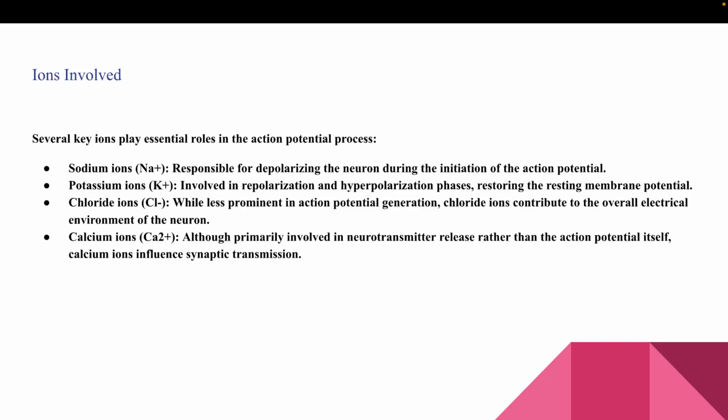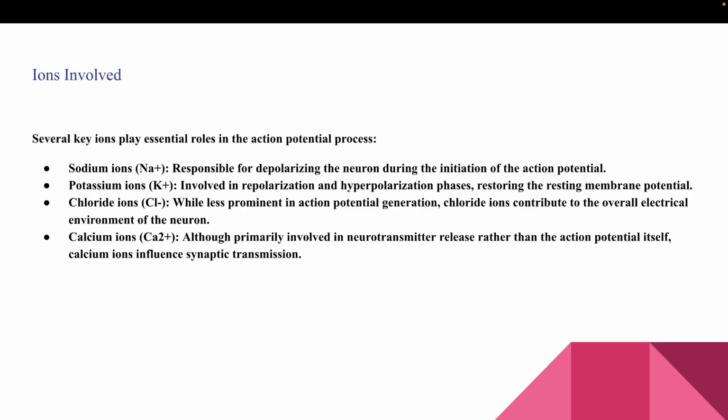Ions involved. Several key ions play essential roles in the action potential process. Sodium ions are responsible for depolarizing the neuron during the initiation of the action potential. Potassium ions are involved in the repolarization and hyperpolarization phases, restoring the resting membrane potential.